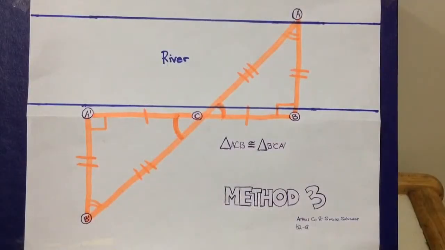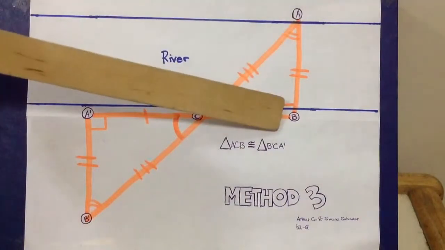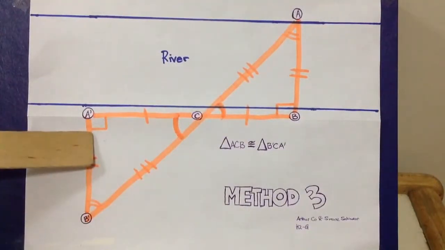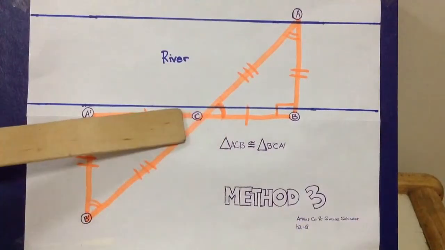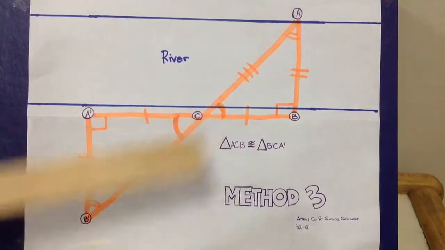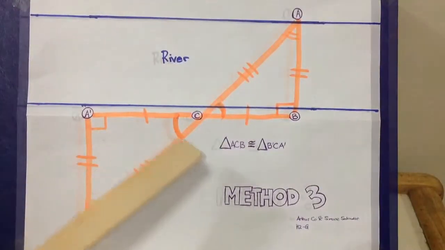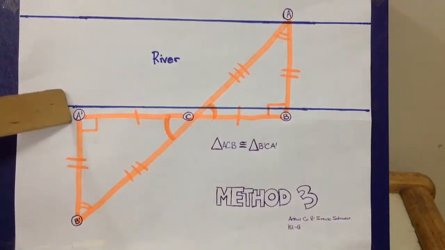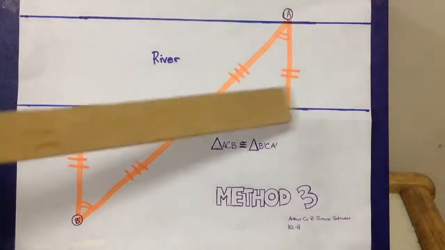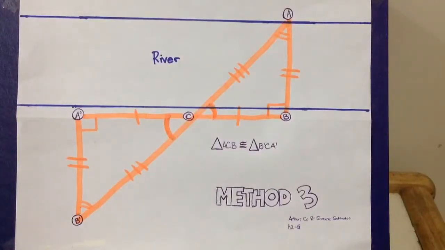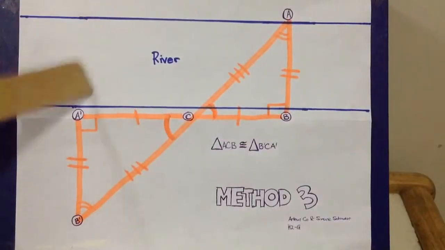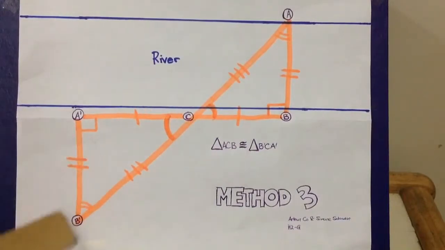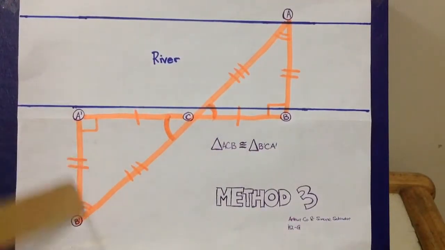With the information given to us, we can now say that angle ACB is congruent to angle B prime CA prime. This is because they are vertical angles. We can therefore conclude that these two triangles are congruent due to the ASA postulate. We can now say that line A prime B prime is congruent to AB. This is because of CPCTC, or congruent parts of congruent triangles are congruent. We can now measure the width of the river by measuring point A prime to B prime. This is because this is congruent to AB.